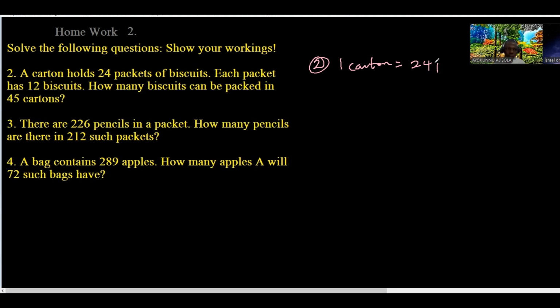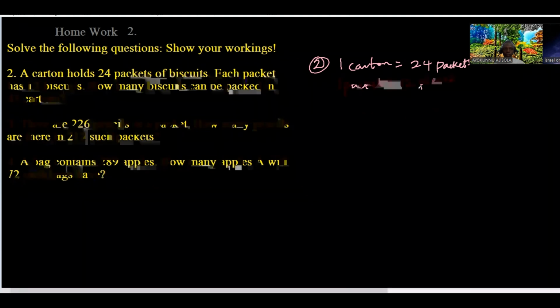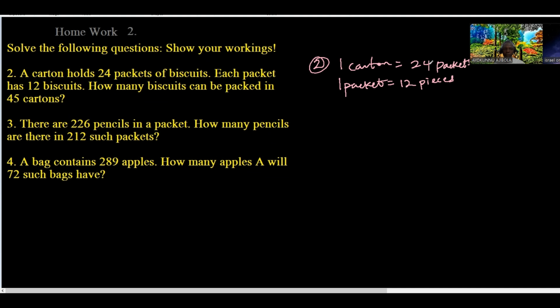So packets. Then we have 1 packet equal 12 pieces of biscuits, okay? So that means the 12 times 24 will be in 1 carton. So 1 carton will be the 24 packs times 12 pieces, okay? Is that clear? Yeah. So times 24 pieces.